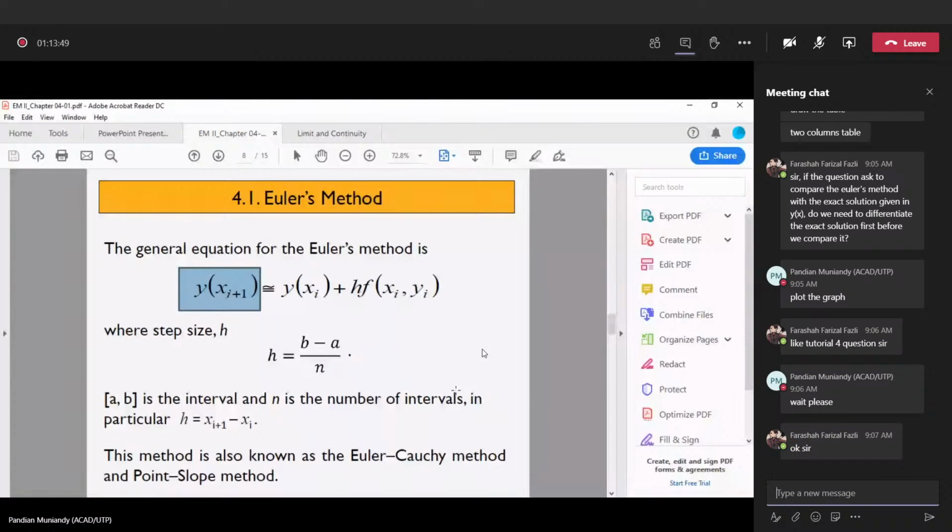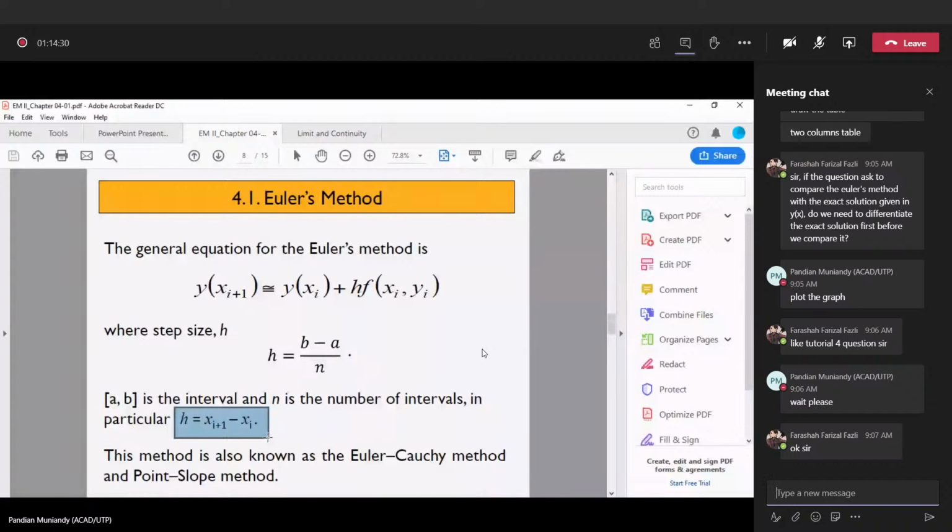So H is B minus A divided by N. A lower bound, B upper bound must be given. Otherwise, you cannot solve. N depends. N, the number of intervals, you can calculate or it will be given. And H you can also find like this. This is a very important class. H equals Xi plus 1 minus Xi. So you put I0, X1 minus X0. You put I1, X2 minus X1. You put I2, X3 minus X2. So H is the step size.